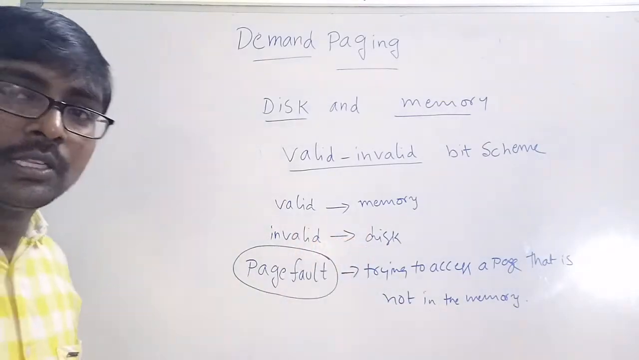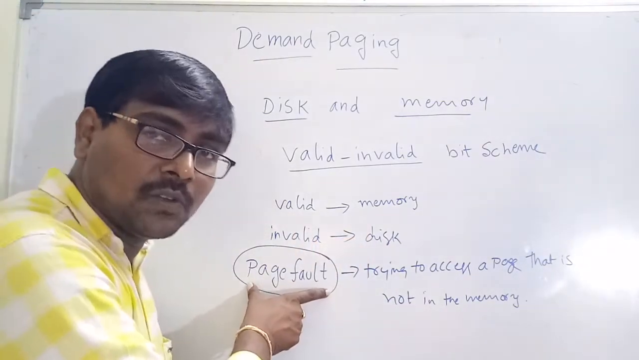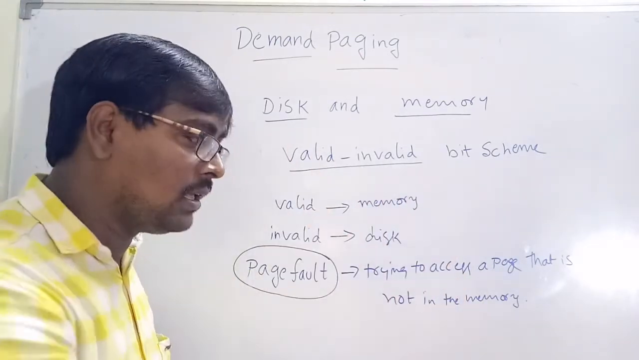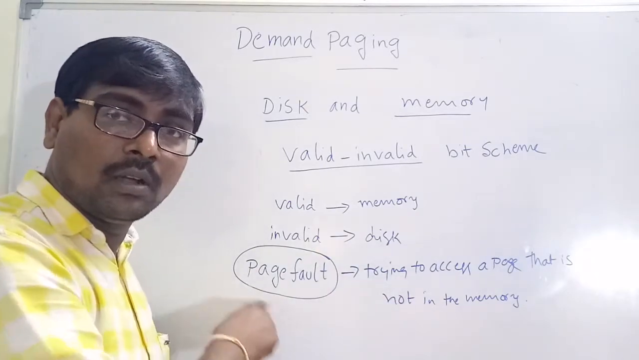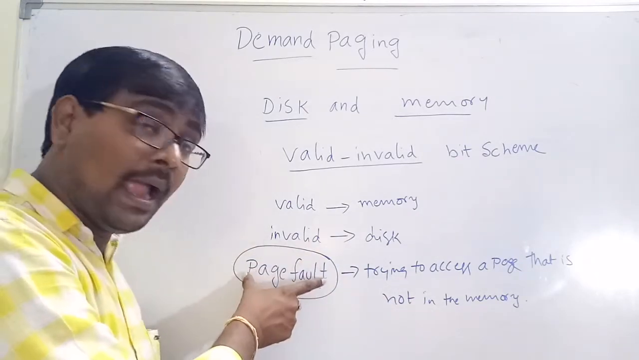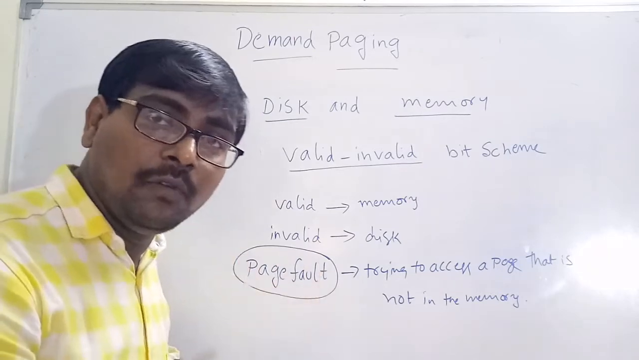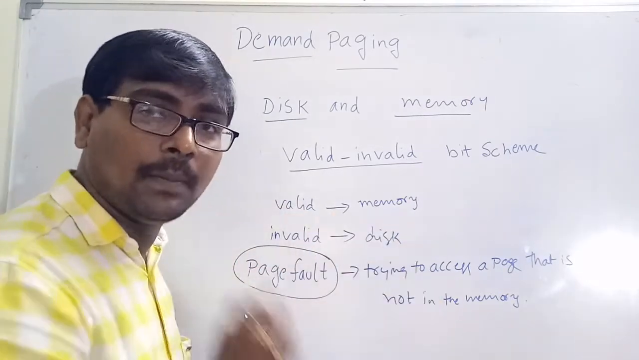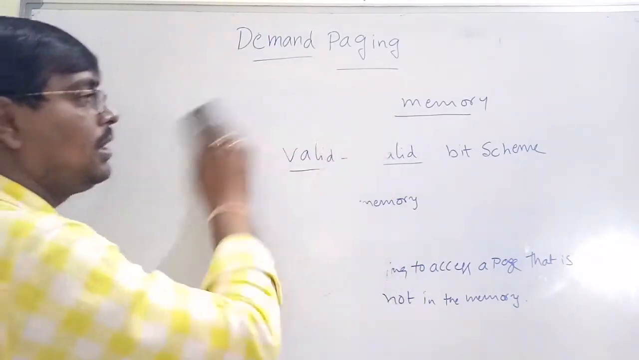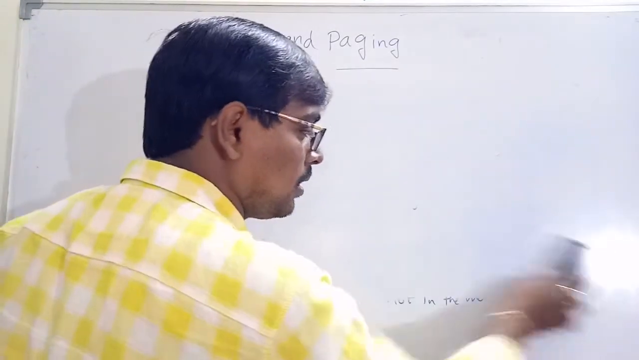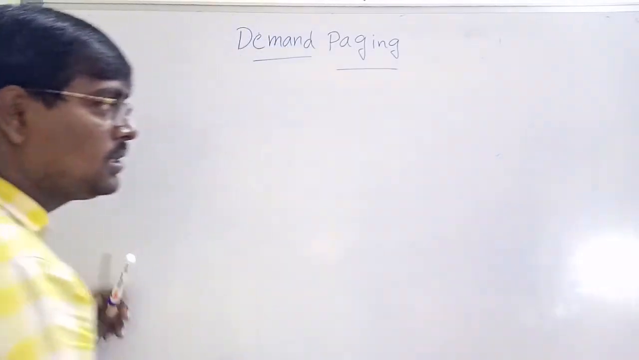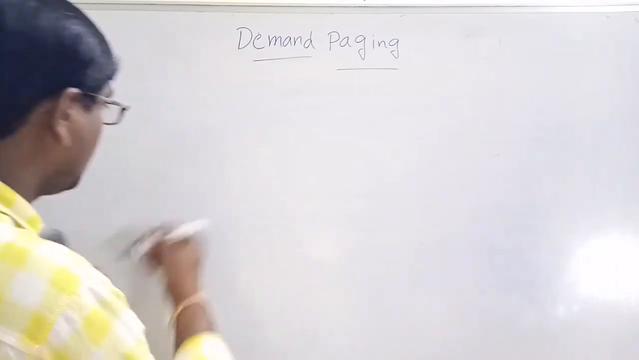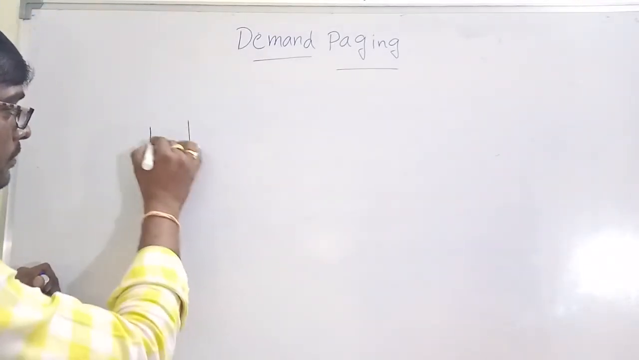Another very important one is the page fault. If you are trying to access a page that is not in the memory, that point is called page fault. Then we have to handle the page fault, which means placing the page from the disk into the memory. So what is our next point? Handling page fault means the required page is brought into the memory.